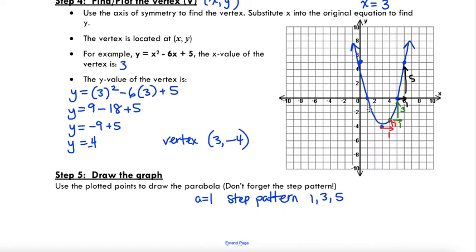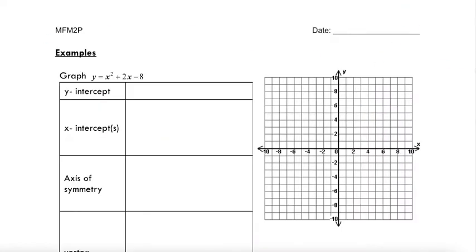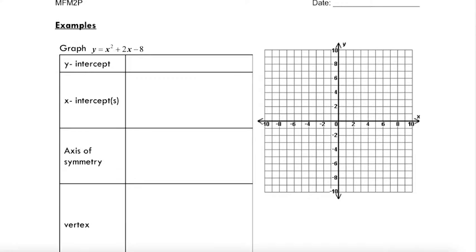The same thing happens if you go in the opposite direction as well. So over 1, up 1, over 1, up 3, over 1, up 5. So that's something else that's really cool about parabolas. Let's do a few more examples so that you can get a better sense of how this works.